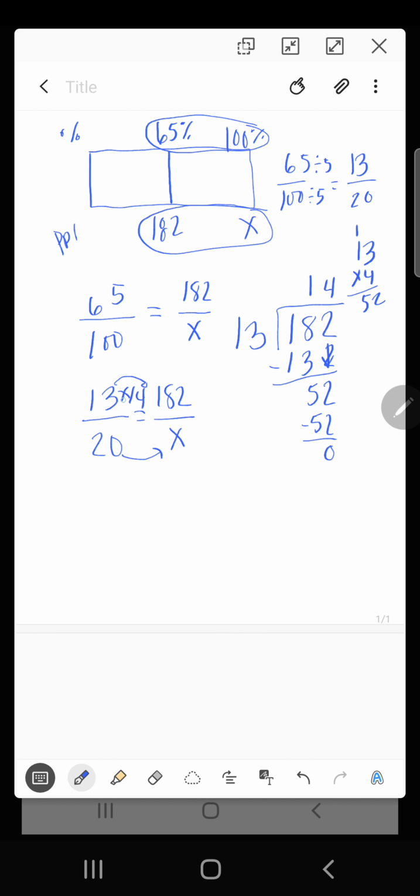So if I'm going to multiply it by 14 on top, I'm also going to multiply it by 14 on the bottom. I'm going to do 14 times 20. Got my placeholder 0. 2 times 4 is 8. 2 times 1 is 2. So the total amount of people is going to be 280.